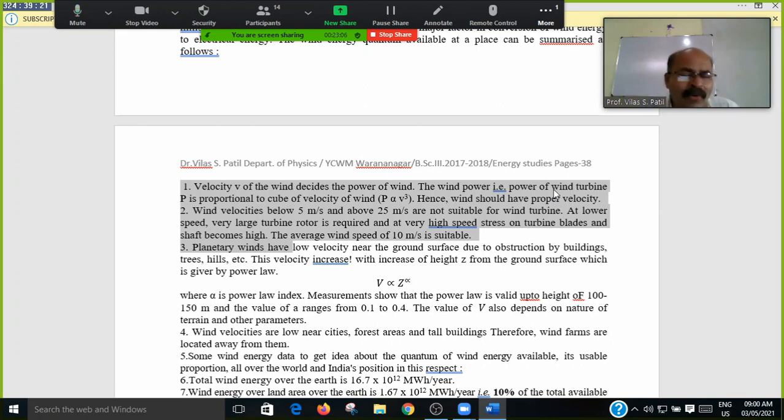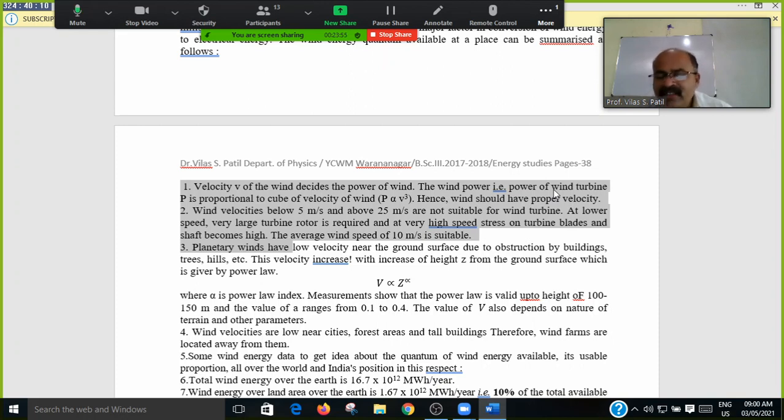Again, third, planetary wind has a velocity near the ground surface that is reduced due to the obstruction of buildings, trees, hills, etc. This velocity increases with the height z from the ground surface, following the power law: V is directly proportional to z raised to the power alpha, where alpha is the power law index. Measurements show that the power law is valid up to a height of 100 to 150 meters, and the value of alpha ranges from 0.1 to 0.4, depending upon the nature of certain other parameters.